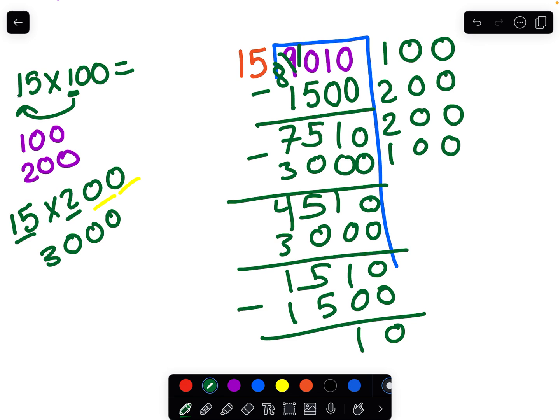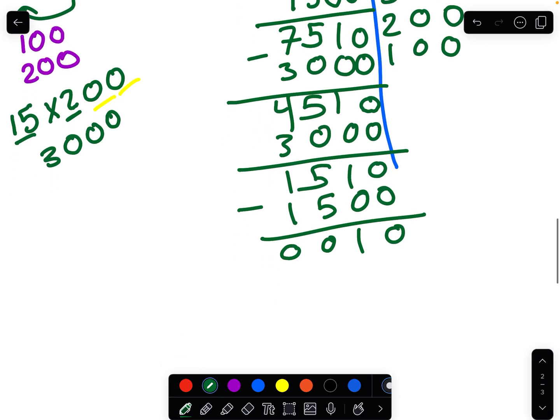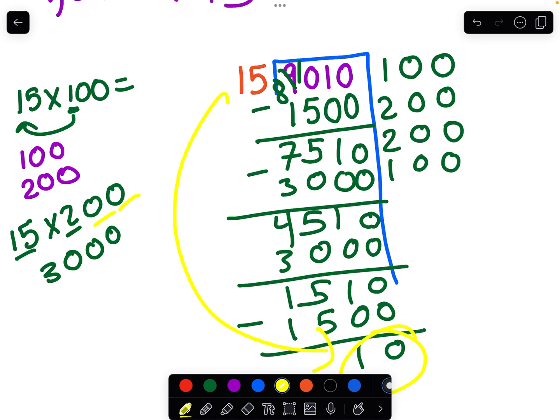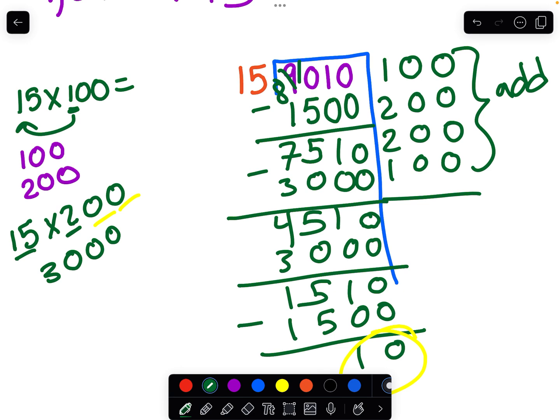And now, what do we notice? We've got 10 as a remainder because 15 cannot go into 10. And now comes the fun part, the very last part. I'm going to add all these numbers on the side. Here's 0. And then I add 1 plus 2, that's 3. 3 plus 2, that's 5. 5 plus 1, that's 6. And what's my answer? 600 remainder 10, or 610 fifteenths.